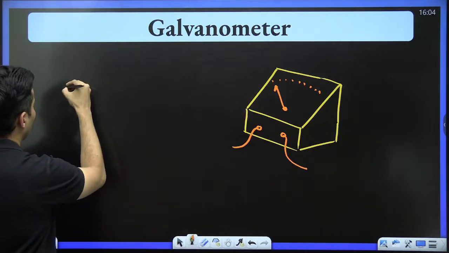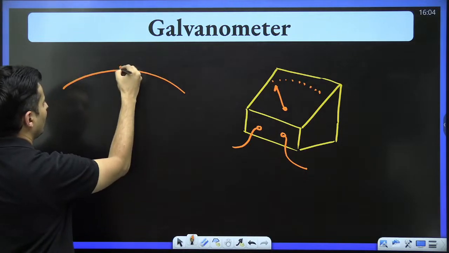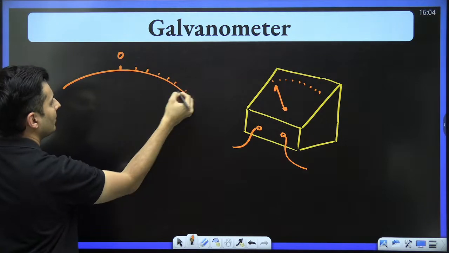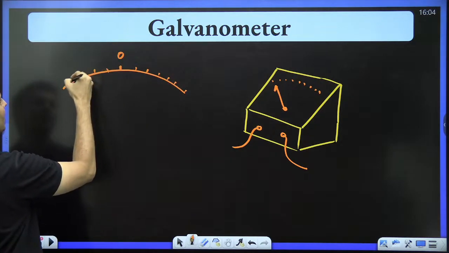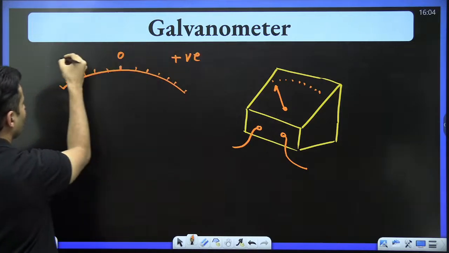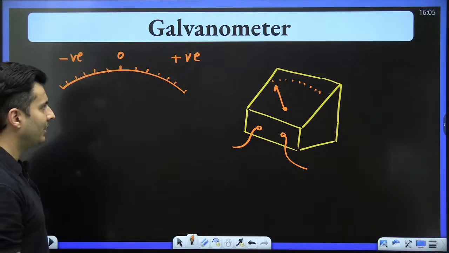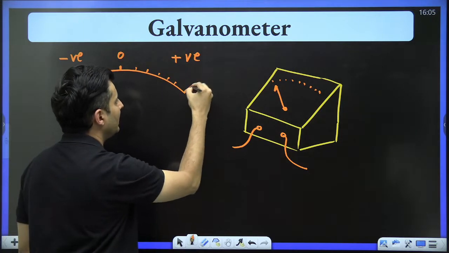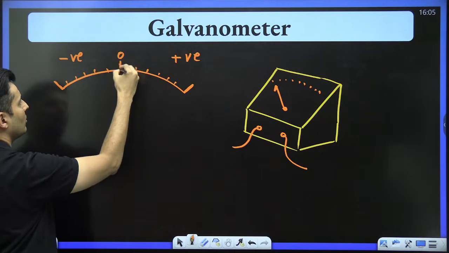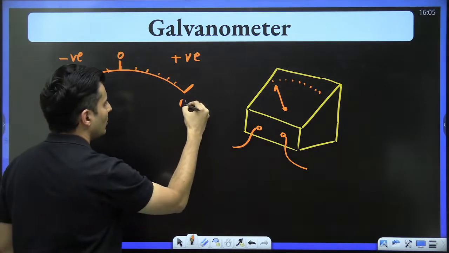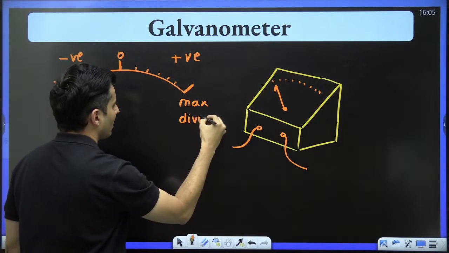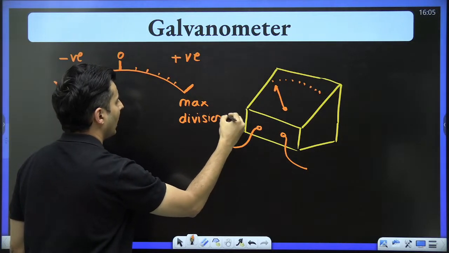The scale of the galvanometer has 0 and it has some divisions over here, and it also has some divisions on the other side of the 0. This is the positive side. This is the negative side of the galvanometer. There is a maximum reading that you can get on both the sides. This is your 0 marking. So this is your maximum division, I would say, on either side.